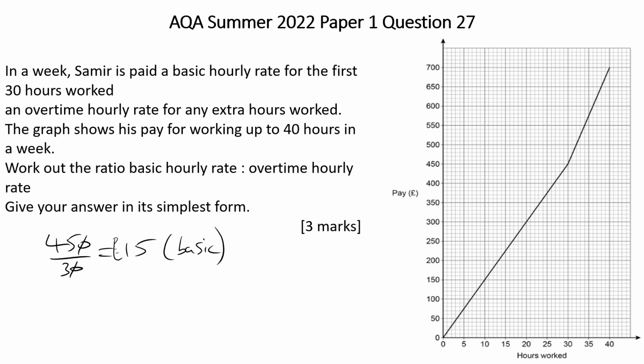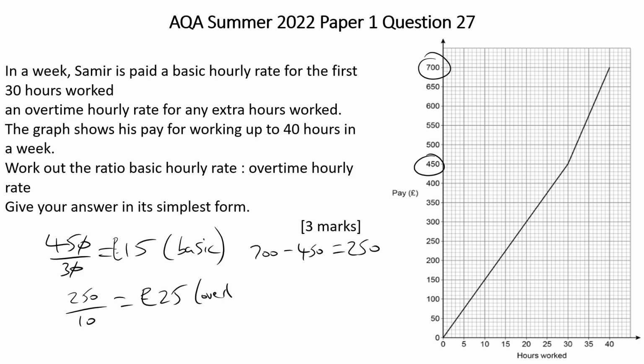So for the first 30 hours he works, he gets £15 an hour. He then works for another 10 hours, and we're going up from 450 at 30 hours up to 700. So if we do 700 take away 450, that gives us an extra £250 he's working overtime. Well, he's working 10 hours overtime, so 250 divided by 10 tells you that his overtime is £25 an hour.